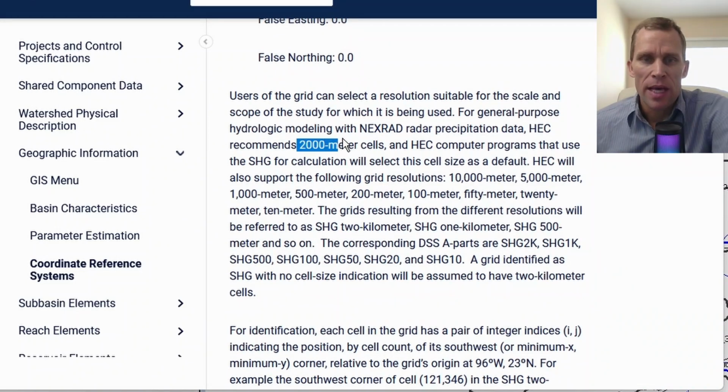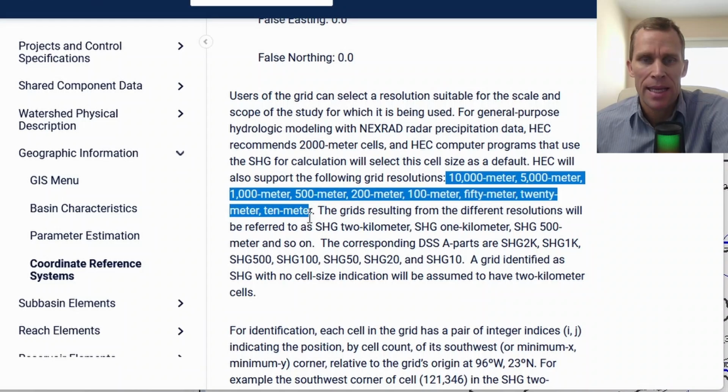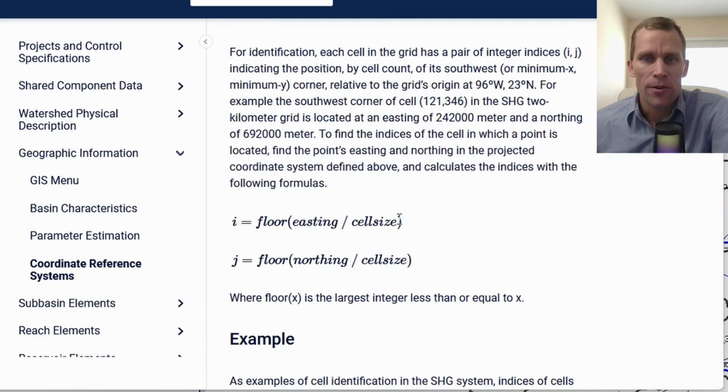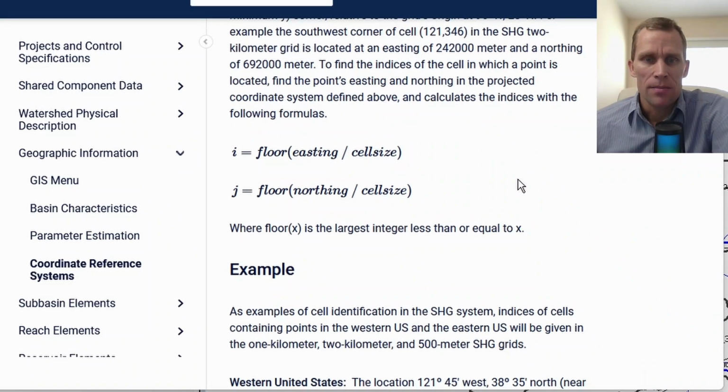Down below, it mentions that 2,000 meters is the default cell size, but it will support everything from 10,000 meters down to a 10-meter cell size grid. So that's like the length of one side of a square-shaped cell. So you can go ahead and set that. And then further down, it talks about how an IJ, like an integer index, is used as well in case you're not into northings and eastings and huge numbers. Then there is an equation for the I and the J based on the northing, easting, and the cell size. So just keep that in mind.